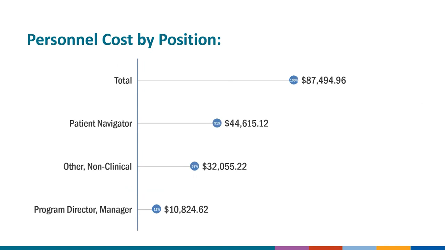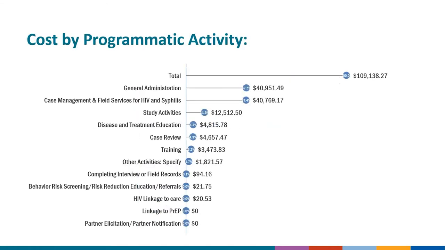Since personnel is the largest item here, as I said, 80%, it's interesting to know what type of staff you need in that program. In this particular one, 51% were patient navigators, and non-clinical was the second largest one with 73%. Obviously, as in any program, you need some management, and that management required, at least in this particular case, 12% of the budget.